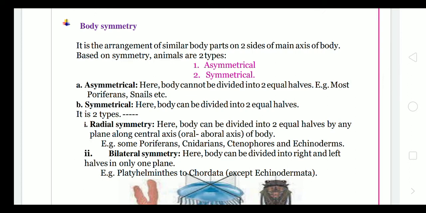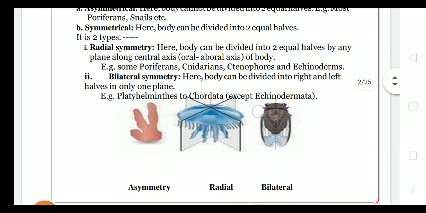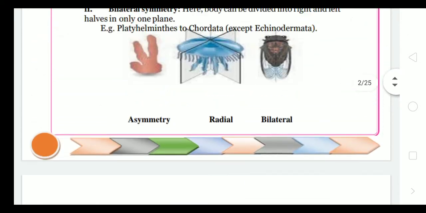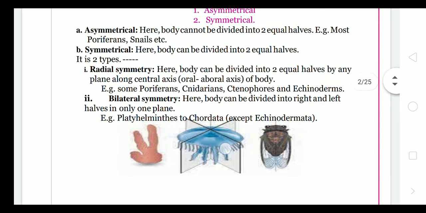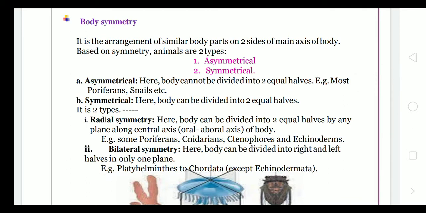Another criterion is body symmetry: asymmetrical, radial symmetry and bilateral symmetry, and this is one of the best criteria we can say. Symmetry is the arrangement of similar body parts on two sides of the main axis of the body, meaning the body can be divided into two equal halves. Asymmetrical means the body cannot be divided into two equal halves, as in most sponges and snails.